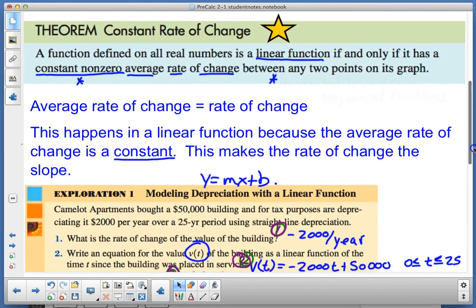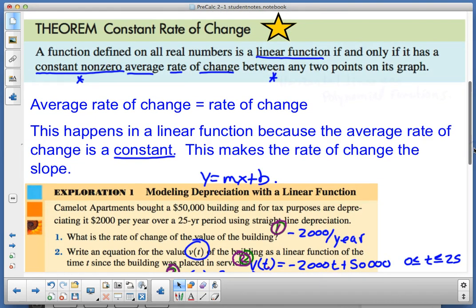Constant rate of change: a function defined on all real numbers is a linear function if and only if it has a constant non-zero average rate of change between any 2 points on its graph. Remember, horizontal lines are polynomial functions, and we're worrying about constant rate of change, and that's why the non-zero was put in there. We have to remind ourselves horizontal lines are polynomial functions.